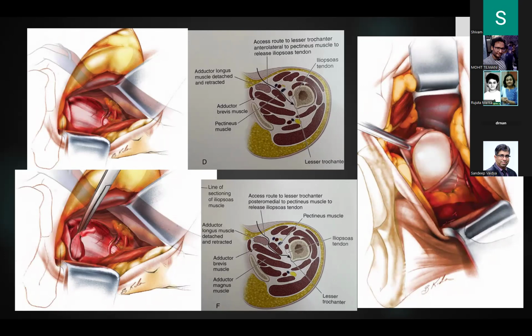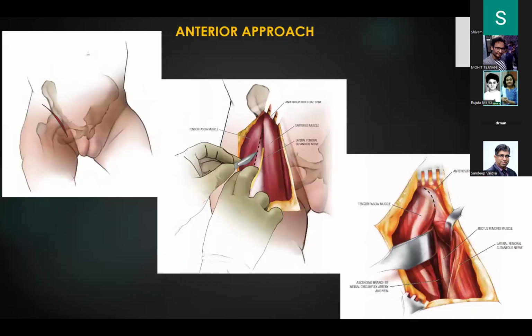Along with this, the transverse acetabulum also has to be cut. Sometimes this is coupled with tracing the iliopsoas tendon and releasing it, and the capsulorrhaphy is then done ultimately, and this is closed with subcut and skin.